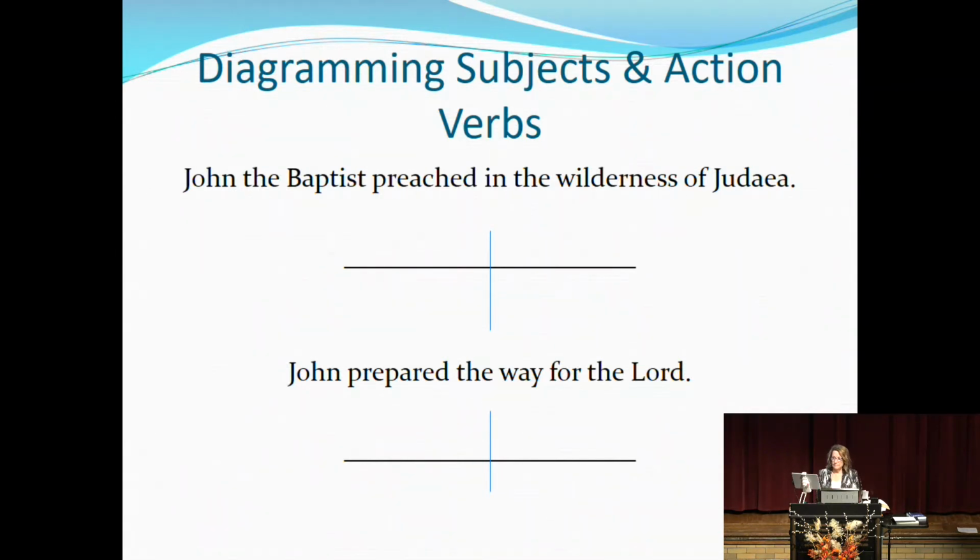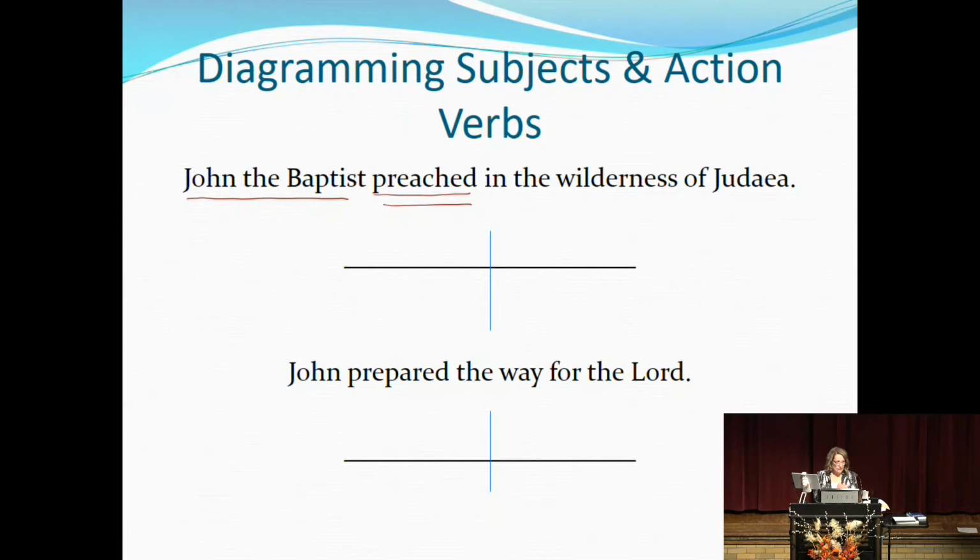All right. The first thing we do when we're diagramming is we look for the verb first. So, John the Baptist preached in the wilderness of Judea. What is the verb? Preached. And this is a way that I like to do it. I always like to underline my verb twice. Then I say, who preached? John the Baptist. So there I have my subject, and I like to put one line under my subject. And now I'm ready to diagram.